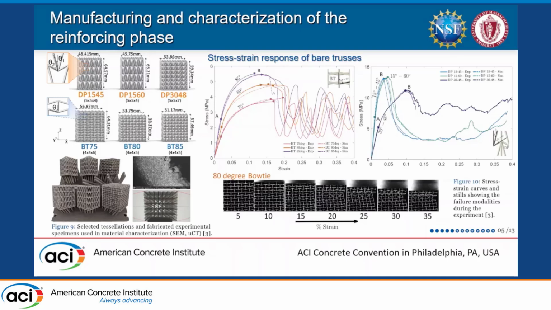We have observed different axial moduli that agree with the previous computational work, and we also see different peak stresses, with the 85-degree angle performing the best, followed by the 80-degree angle, and followed by the 75-degree angle. And for the double pyramids, we observe significantly better peak stresses for all of the specimens, and also a much stiffer behavior for these truss lattices.